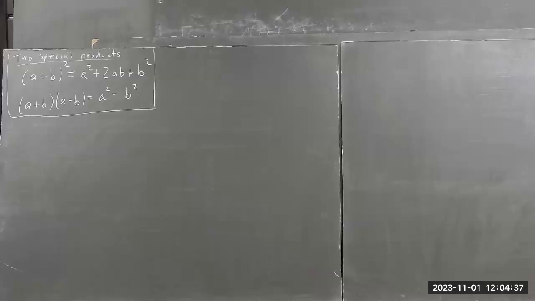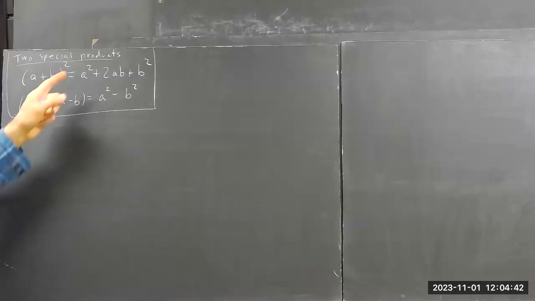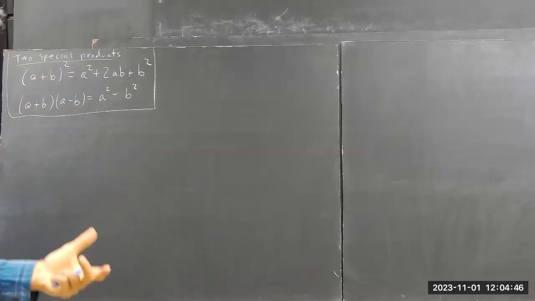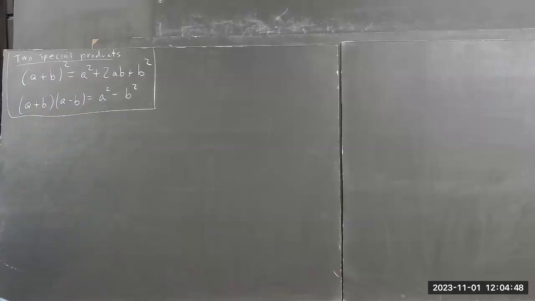There are a lot of special products in algebra, but the two most commonly used are these. So I'm going to confine myself to these. There's a sum of two cubes and the difference of two cubes, and a bunch of other products that can be important. But let's confine ourselves right now to these, which are, if not the most important, the most commonly used, and I think perhaps the most important.